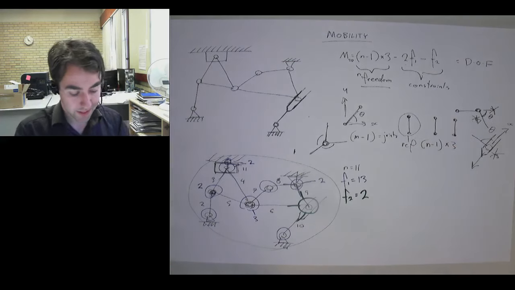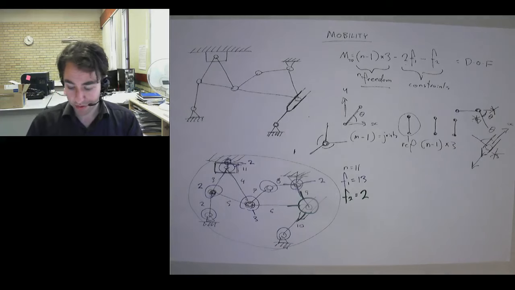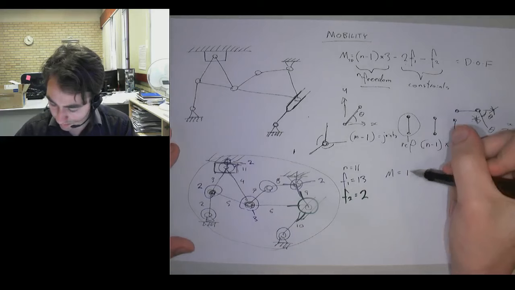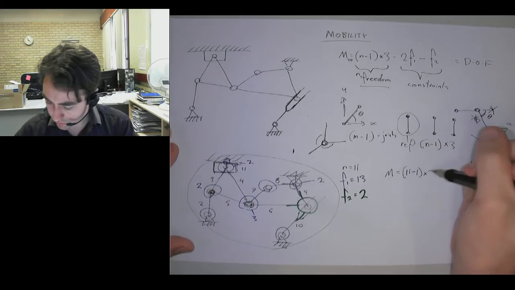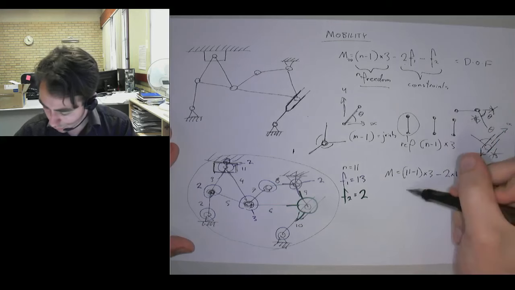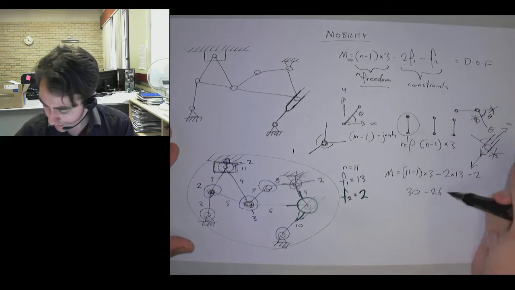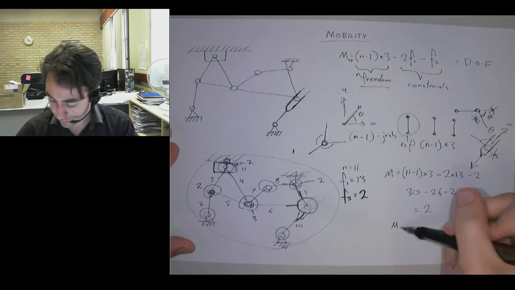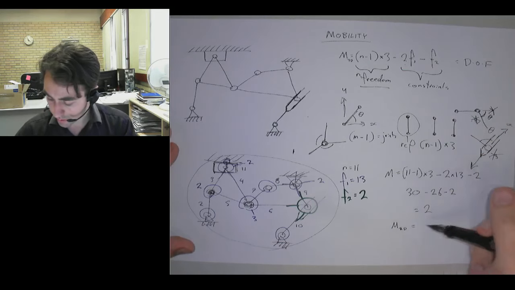So now we've done that count, it's just a matter of plugging it into the equation. So mobility is going to be 11 minus 1 times 3, take 2 times 13, take 2. Or 30, take 26, take 2, or 2. So our mobility in 2 dimensions is going to be 2 degrees of freedom.